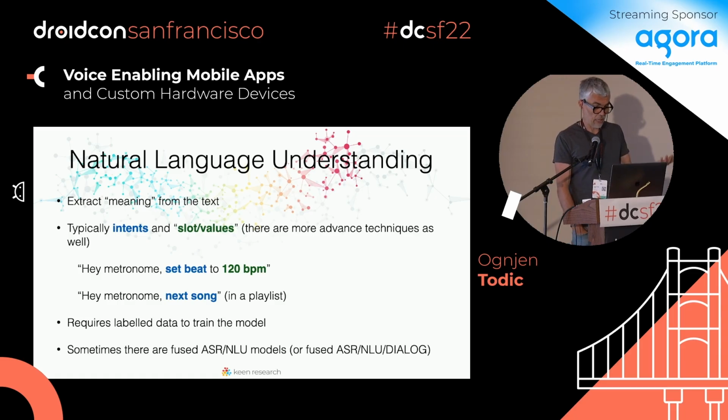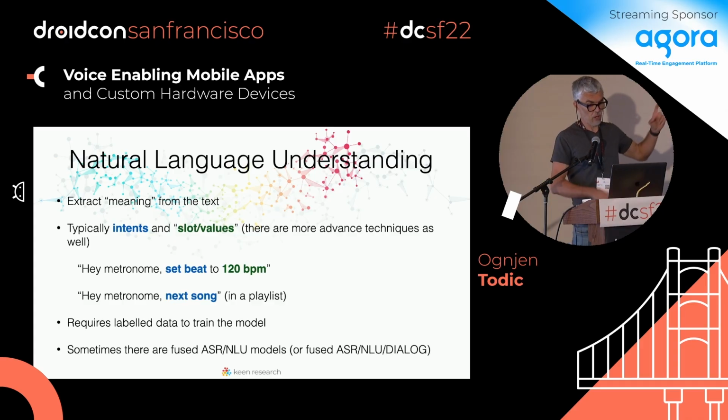Or if the user says, "Hey, metronome, next song," and for the context, metronome has the concept of a playlist, so it would be the next song in the playlist that you're practicing, then there's just an intent to switch to the next song. There's no need for any slot or value for that specific intent.